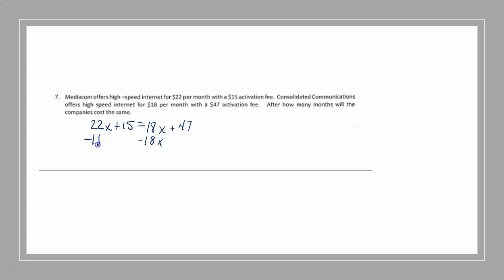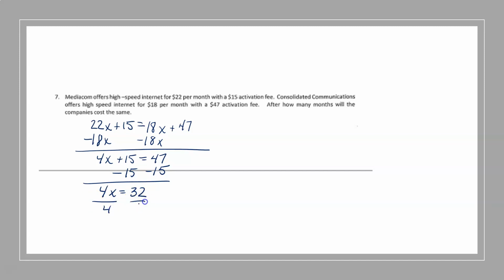So now we're going to solve for x by subtracting 18x from either side. So I have 4x plus 15 here equals 47. I'm going to subtract 15. So 4x equals 32. And if I divide by 4, I get 8. That means after 8 months, the companies will be equal.